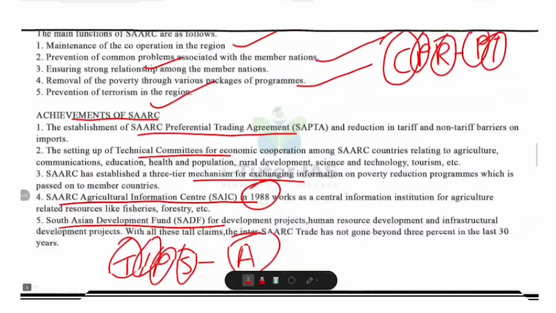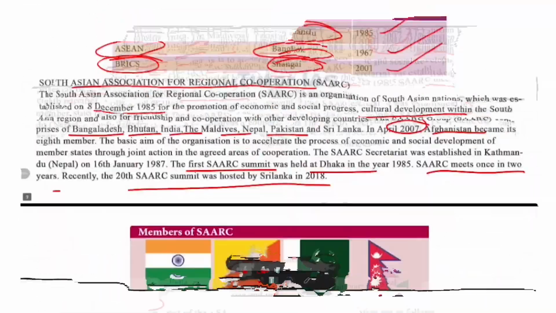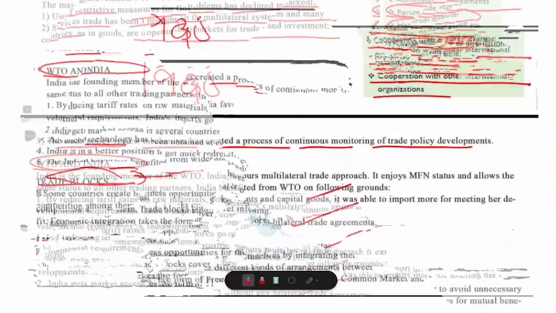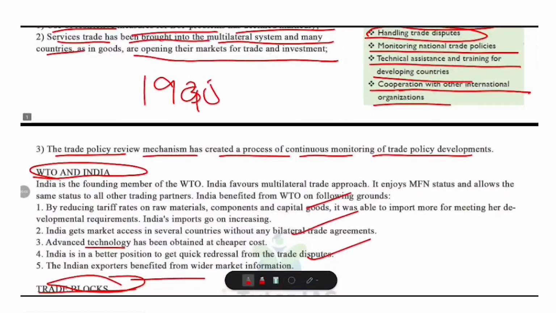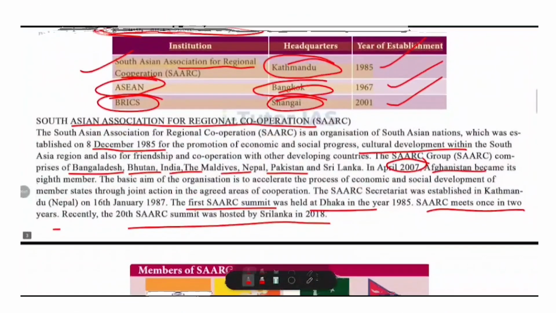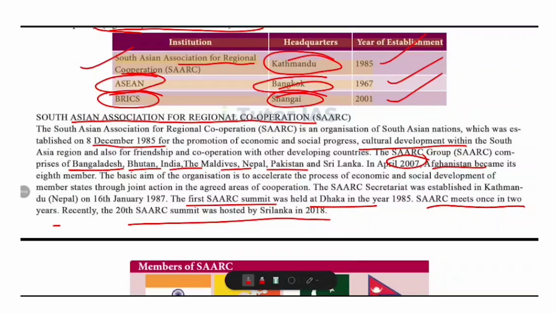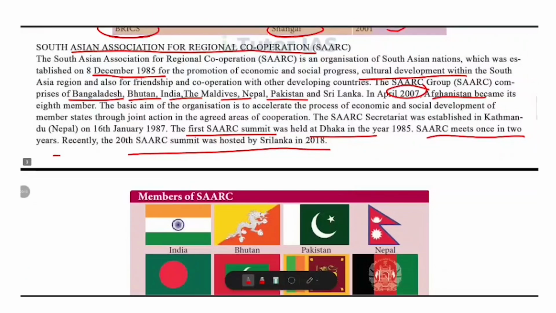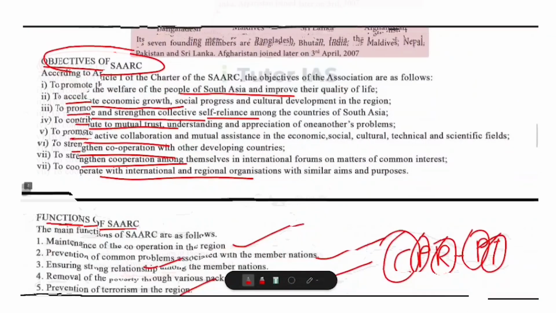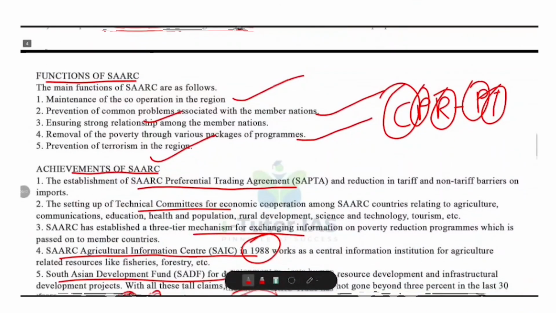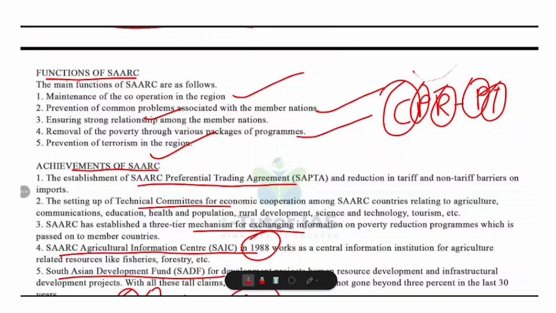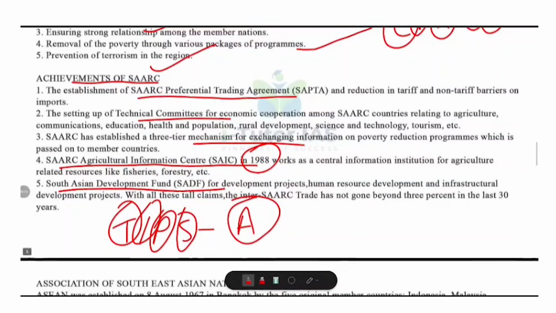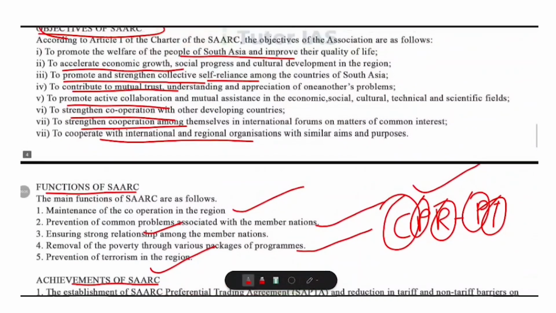So we have told about SAARC. What is the full form of SAARC? Do you know what is the full form of SAARC? South Asian Association for Regional Cooperation, and its headquarters is in Kathmandu, that is in Nepal. Then we told about the objectives, functions, and to remember the functions, we told about a mnemonic CPRPT. Okay, then achievements of SAARC. So we had covered WTO and SAARC in this class.